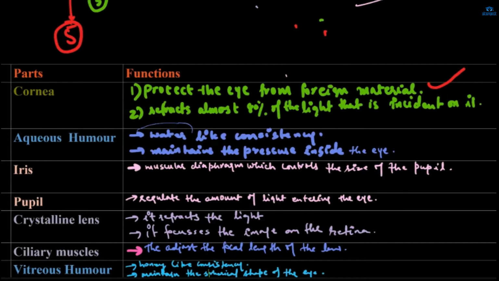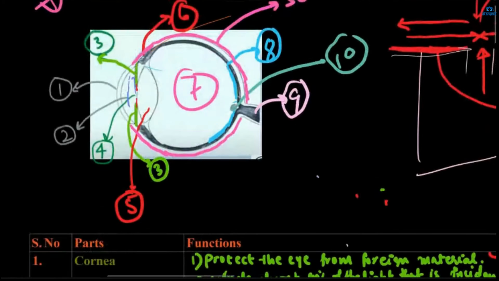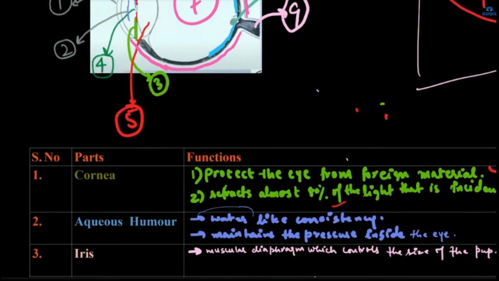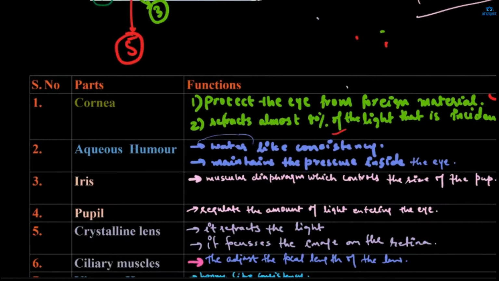Right, and it also does what? It refracts almost 80% of the light that is incident on it. We can say that it helps the lens. The work of the lens is also to refract the light, but most of the light that is refracted is caused by the cornea. Almost 80% of the light, in the starting only, is refracted by the cornea.